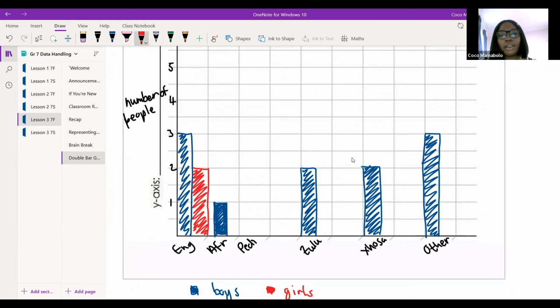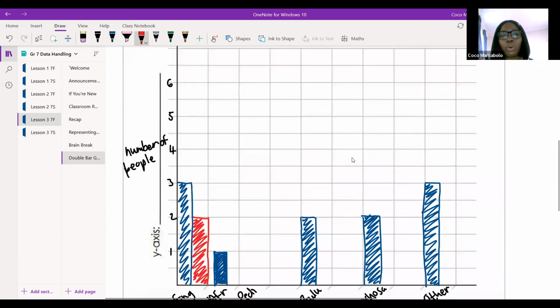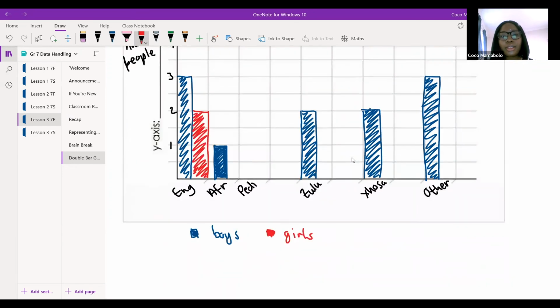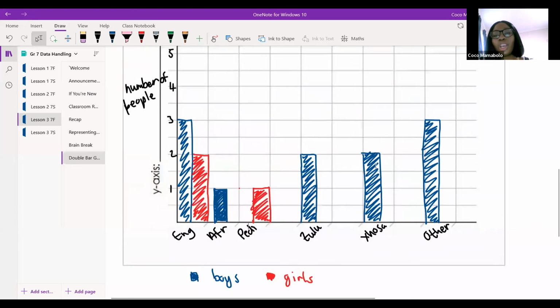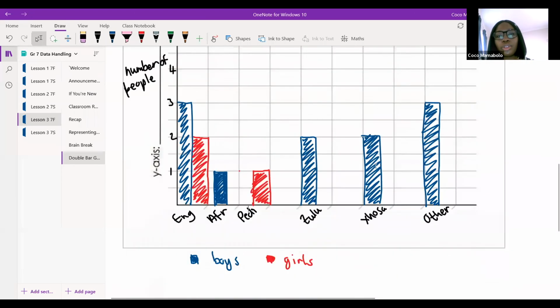All right, then we can go back to girls. Afrikaans is 0, Sesotho 0, Pedi is 1. Okay, so Pedi is 1 girl. I'm gonna put it on this side here. So Pedi is just 1 girl. Tyler says he can speak Chinese. Yo, you and I need to have a conversation, my dude. isiZulu is 2.